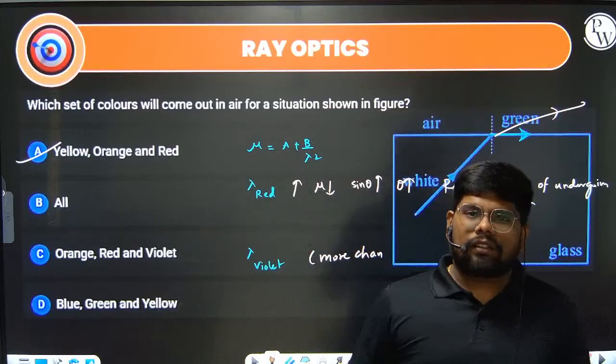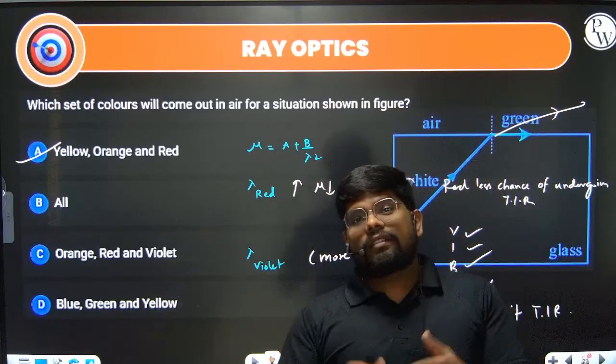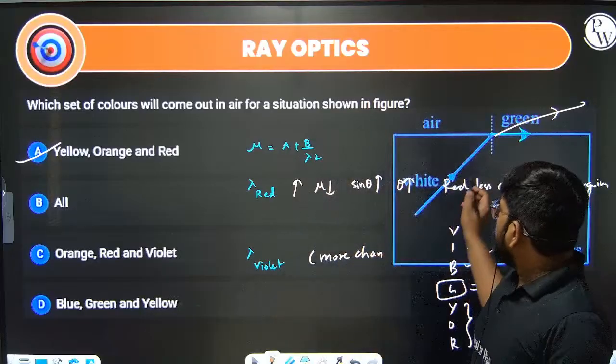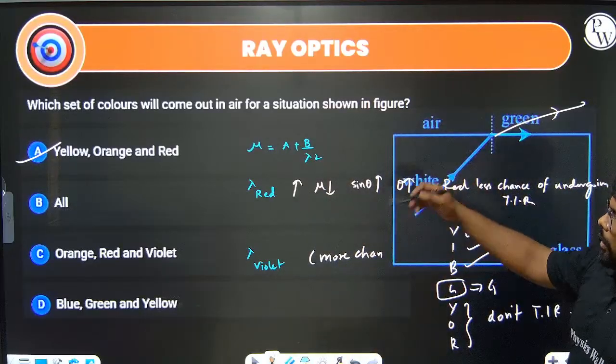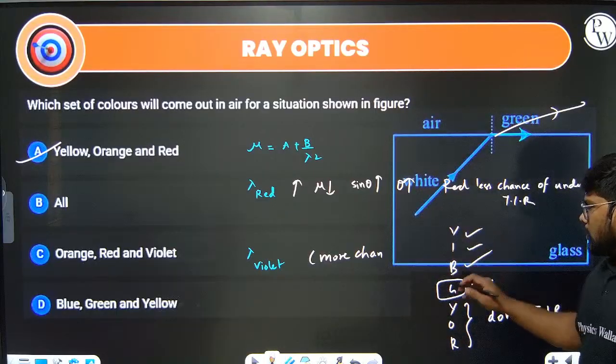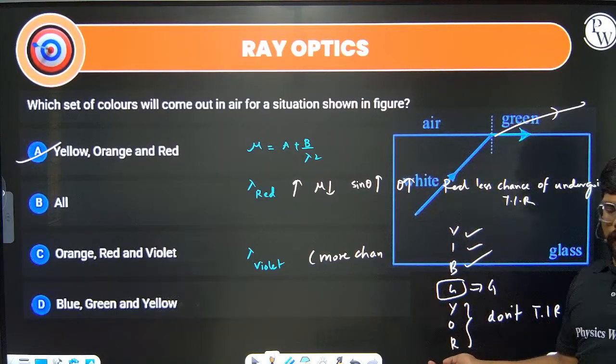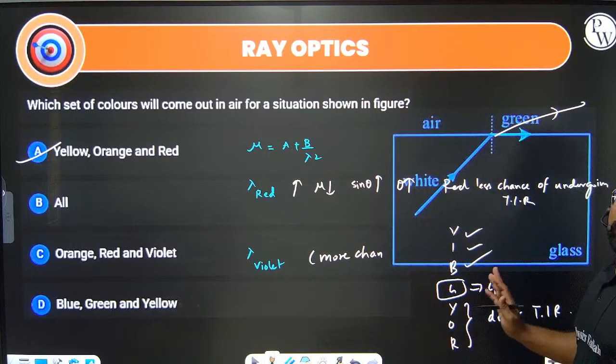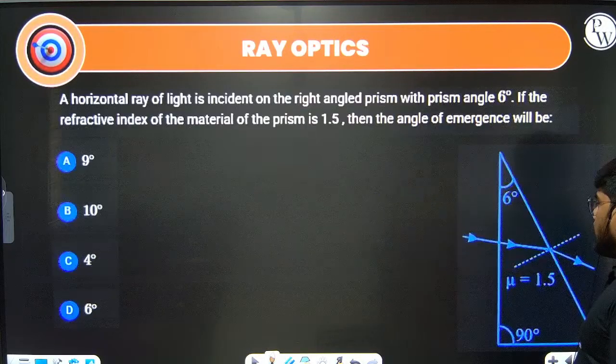So the simple technique: red cannot stay inside. That means it has less chance of undergoing TAR. So there is a comparison going on. You should see that in the colors, the lower wavelengths have a better chance and the higher wavelengths have less chance. That is what will be the standard case.